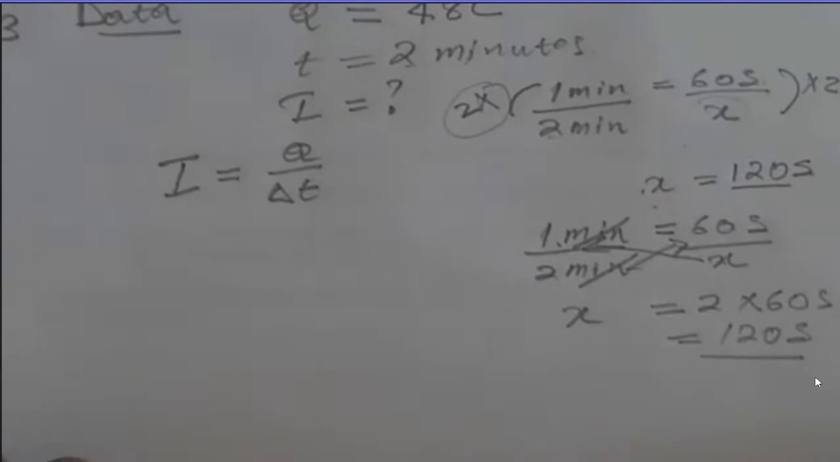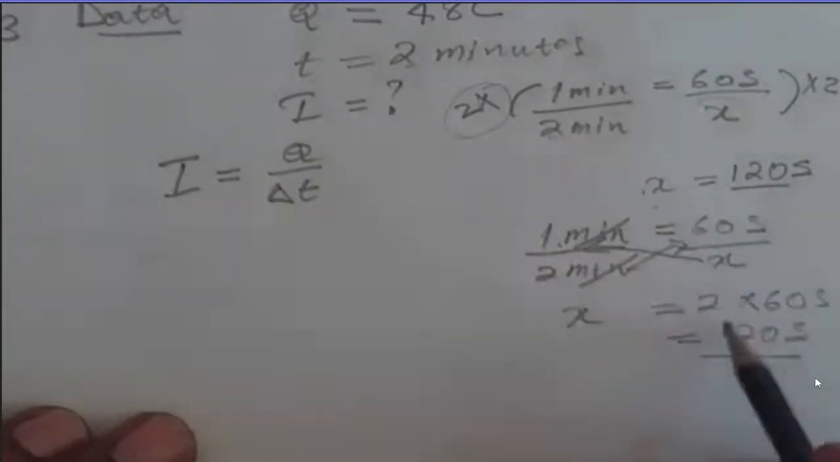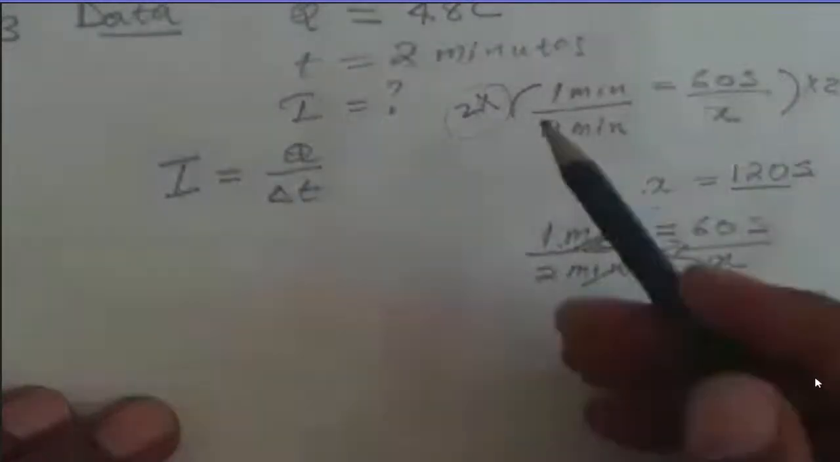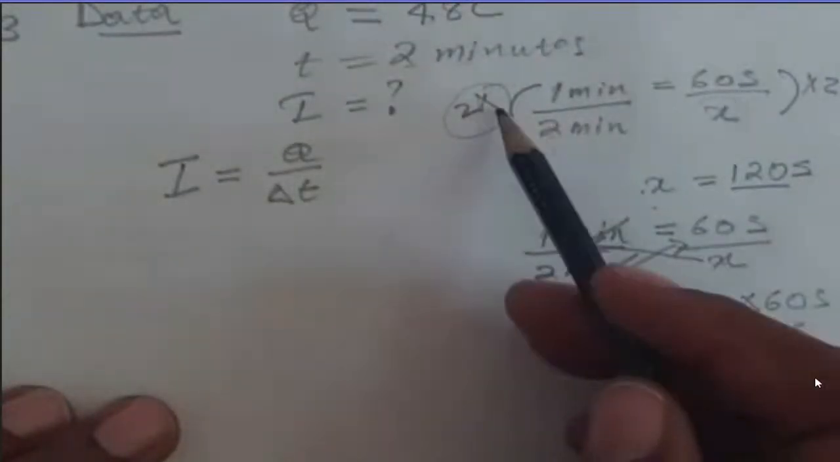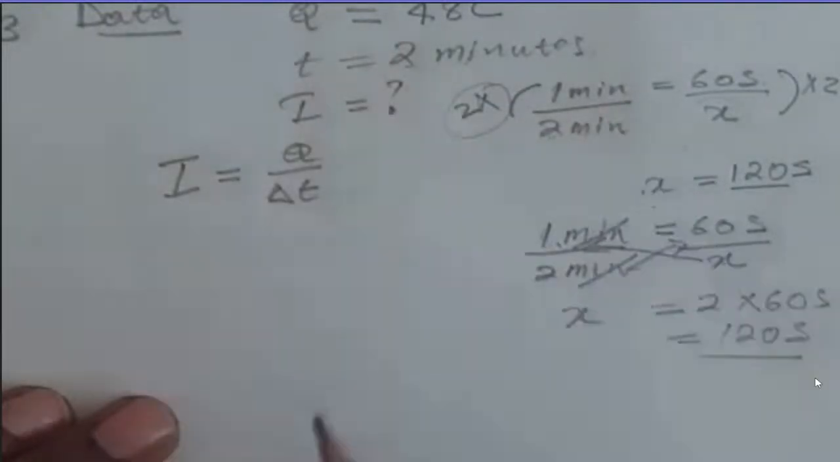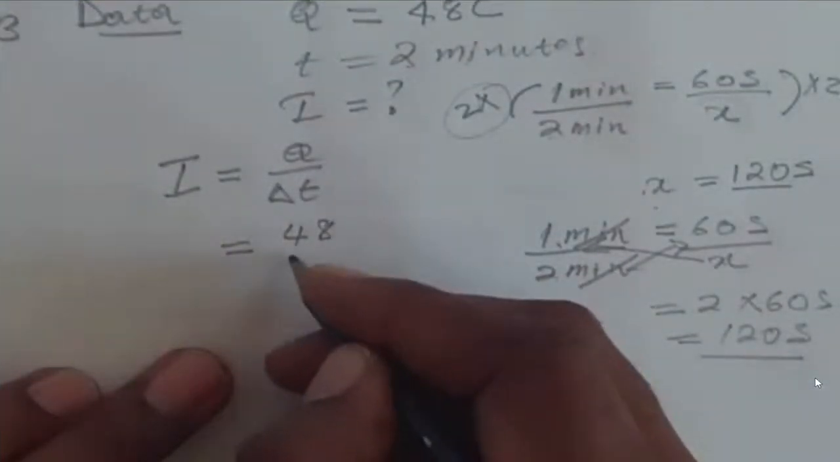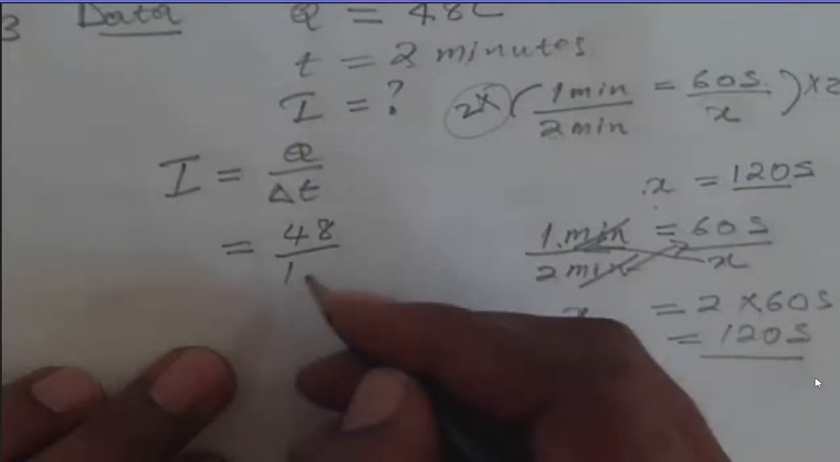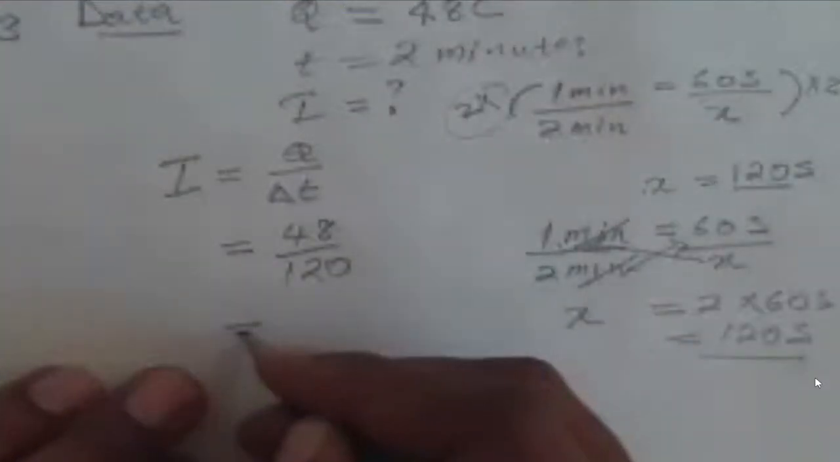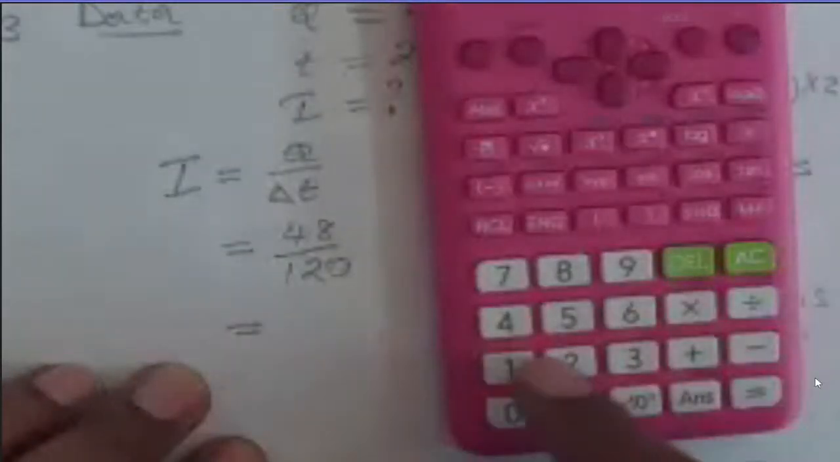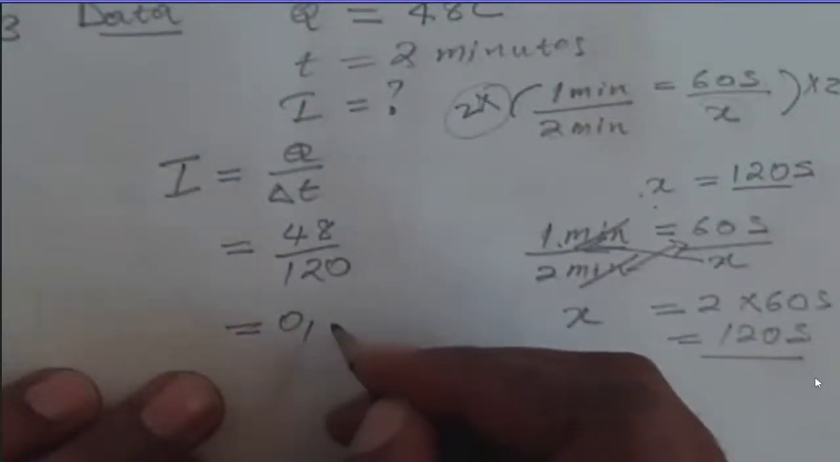So now there are various ways of doing it, but I prefer this one, it's more convenient to everyone. It might be complex if you have decimals on that side. All right, so this is the formula. Then you substitute the charge, which is 48. Then the time is 120. Then you just take out the calculator. So it will be 48 divided by 120. So now I'm getting 0.4 on this side.